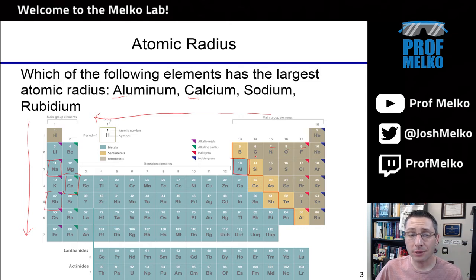But as I go down the periodic table, I have to add extra shells, and those are further out. So things get bigger going down, and things get smaller left to right. In other words, things get larger right to left, and things get larger top to bottom. So for the largest atomic radius, I want the element most to the left and most down. Here, that's rubidium. So the answer here should be rubidium.